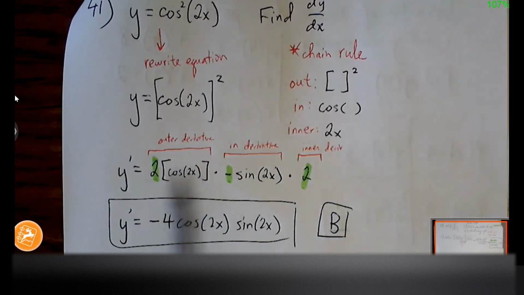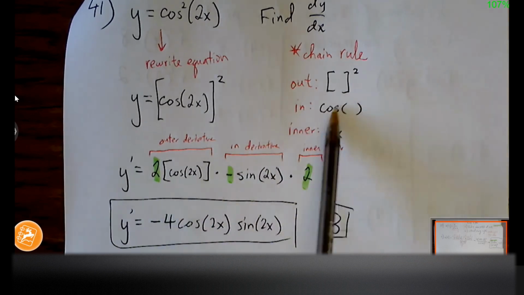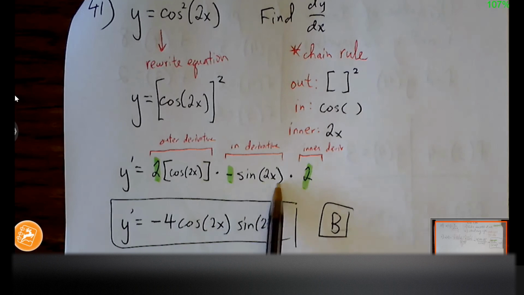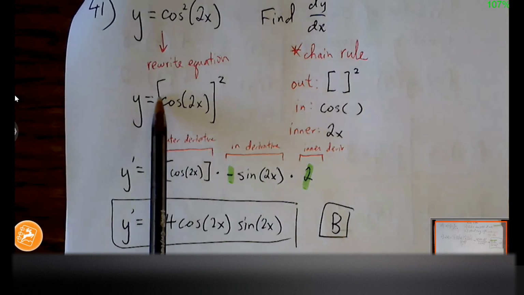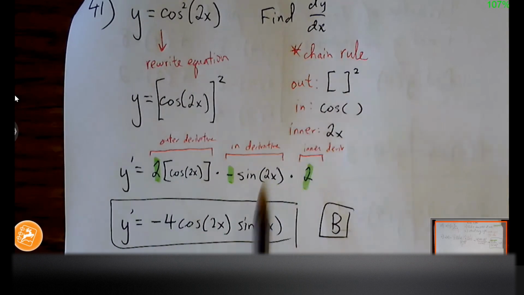So outer derivative, bracket squared becomes 2 bracket to the first power, cosine parentheses becomes negative sine parentheses, and 2x becomes 2. And each of the brackets and parentheses are filled in with the original parts of the problem. And I did a little bit of cleanup. I pushed the coefficients in front, and that's answer choice B.